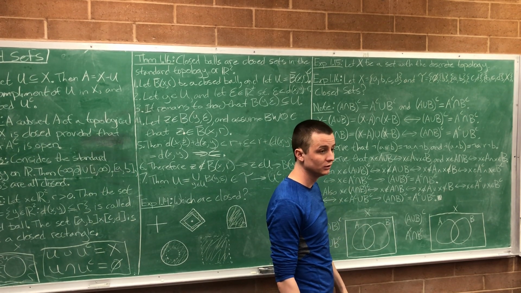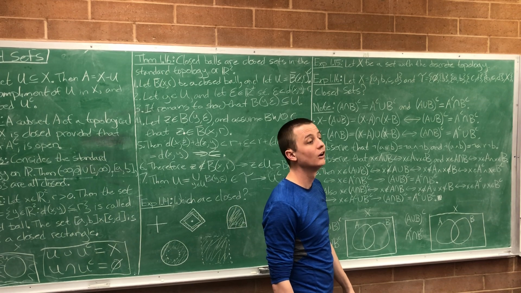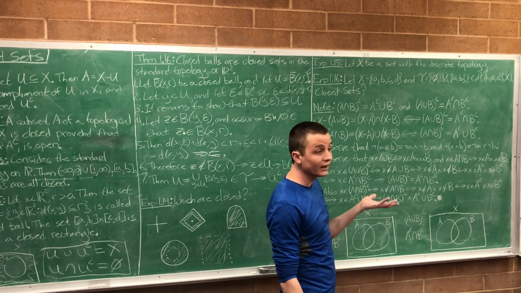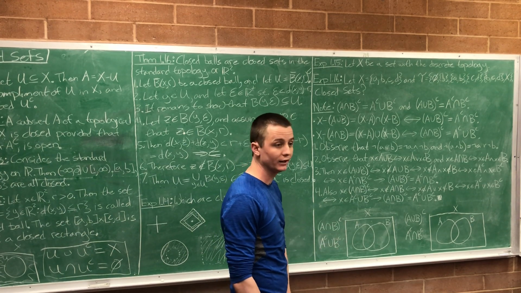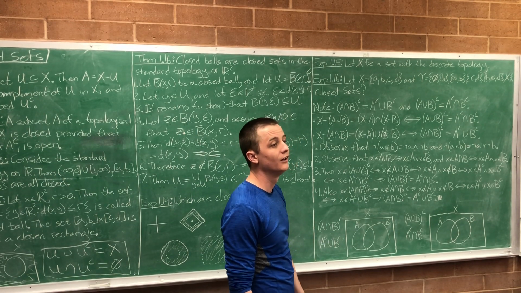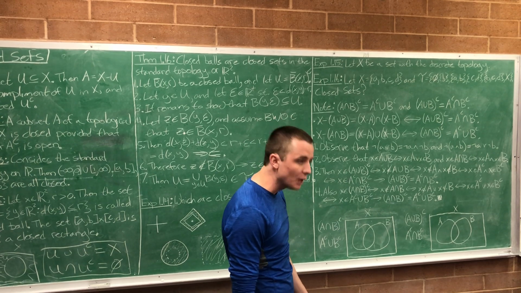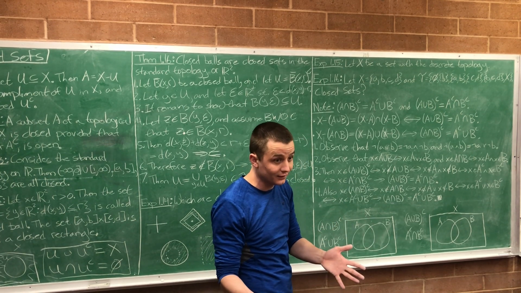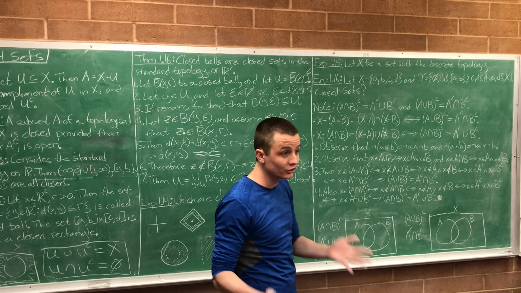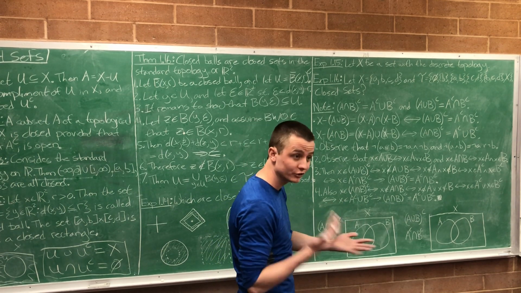Is that the only one? No. All of X would be closed. Why? Because the empty set, its complement, is a subset of X. Wouldn't every single subset? Every single subset of X is closed because the complement of a subset is still just a subset. And every single subset's open. Therefore, every single subset's closed.